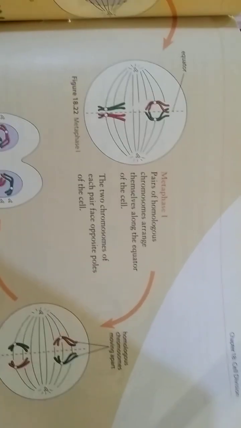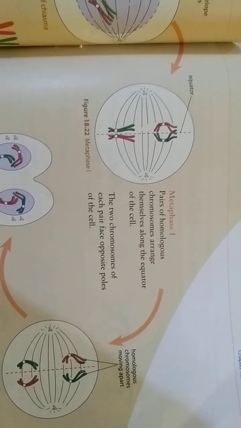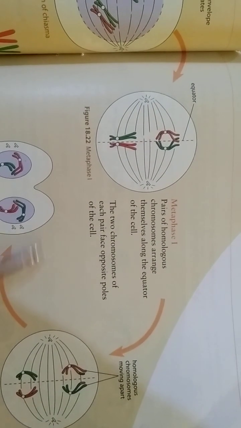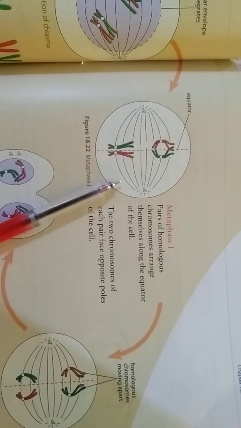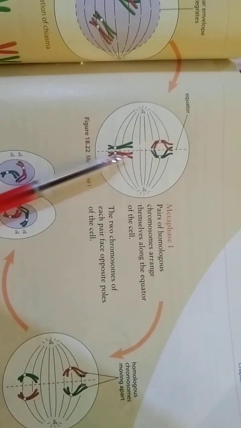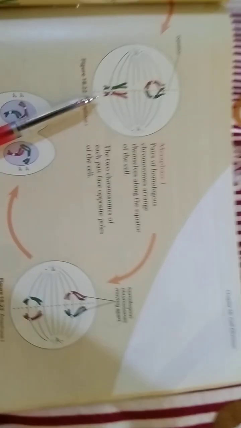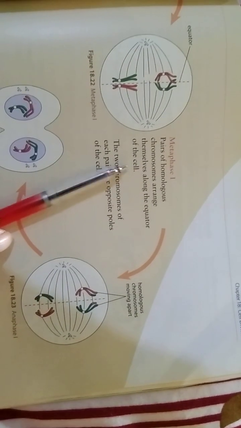Look at the diagram and try to understand the process of prophase, metaphase. Metaphase 1. The cell has long spindle fibers. Chromosomes are arranged at the equator point. Now we discuss the phase of metaphase 1.